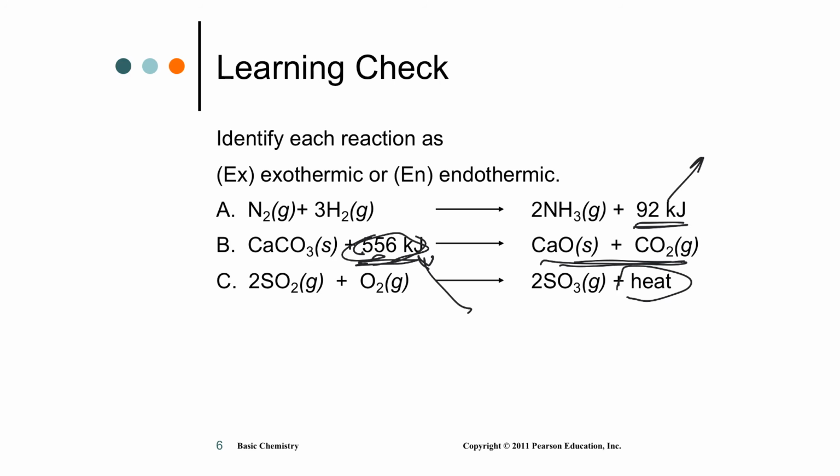Here they just gave you a generic heat. You produced heat. If you produced heat, it dumps out. It was one of the products, so it goes out. So this is exothermic. So here's exo. This is endo. This is exo again.